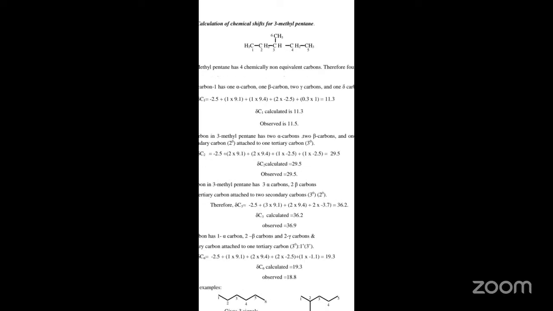Then plus 1 into 9.4, so it is the beta carbon. So we have these alpha and beta carbons here, and some other values we are adding. The calculated value we got is 11.3. By summation together, we get 11.3, which is the value calculated manually. And when we record the same compound experimentally, we get an observed value of 11.5. So there is a very small difference, and it is an acceptable calculation method here.